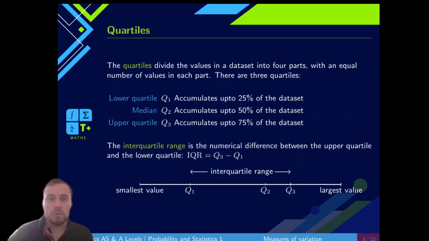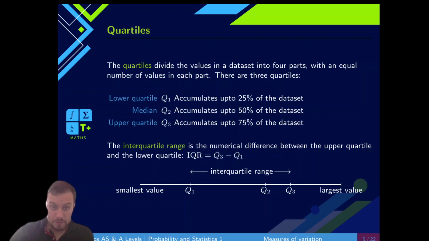So here what we have is that the lower quartile, that is Q1, is the one that accumulates up to 25% of the data sets. It's the first quartile of the data, the first quarter part of the data. Then the median accumulates up to 50%, and the upper quartile, Q3, accumulates up to 75% of the data sets.